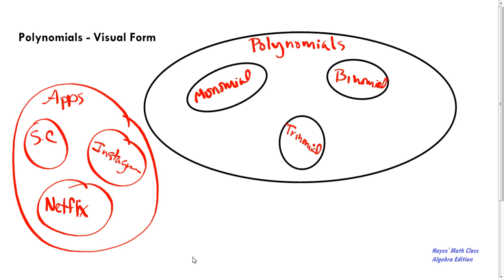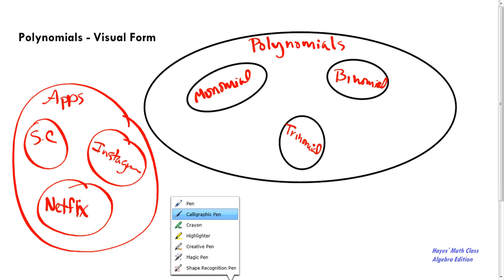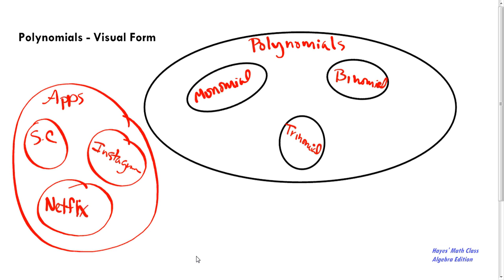So you've got all these different apps. They're related to each other. They might even talk to each other because I know that your photo app is going to go into Instagram, and then your Instagram might post onto Twitter, whatever. But they're still separate apps. All separate names are all underneath apps, just like monomial, binomial, trinomial, all different types of polynomials, all underneath the same umbrella.